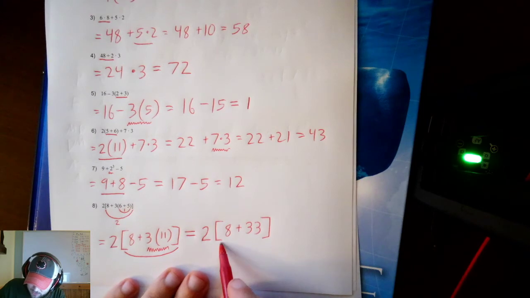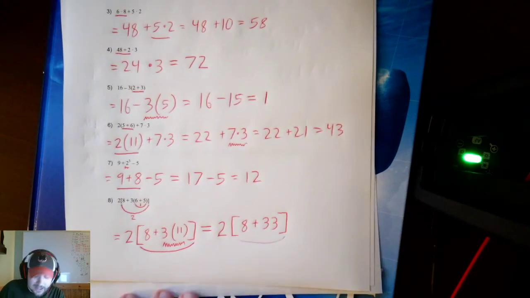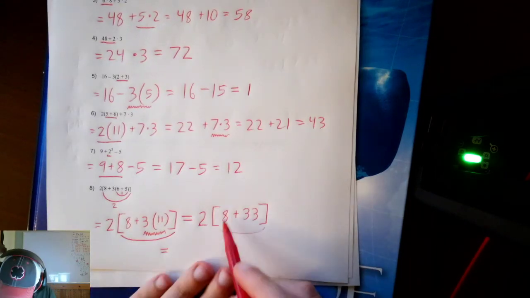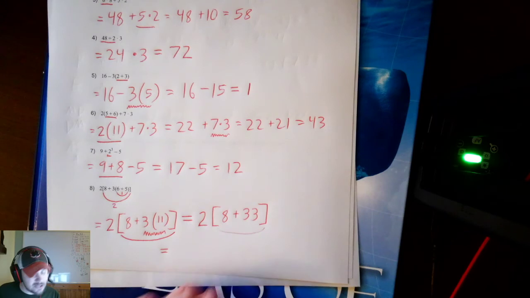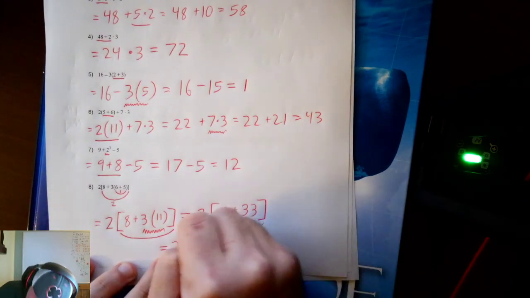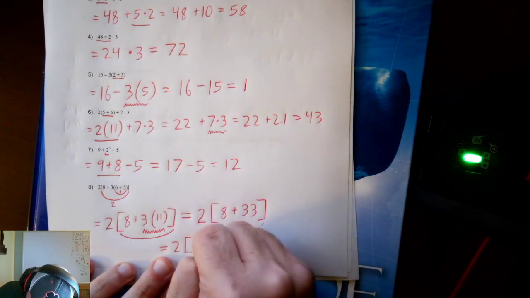Now, I'm still within this bracket. Notice I've been trapped in these brackets for a while now, haven't I? Maybe it feels like March Madness. I got to add up this last step in the bracket. So this 2 still just chilling out front. Bracket. 8 plus 33 is 41.